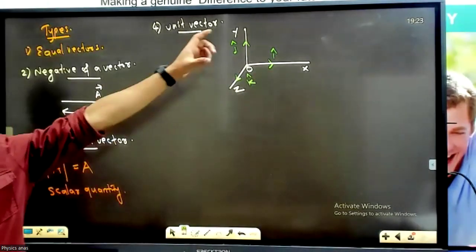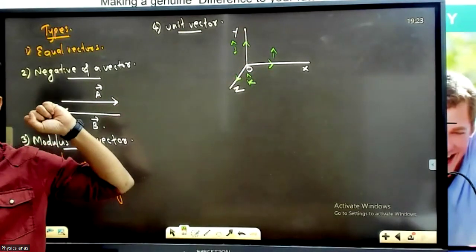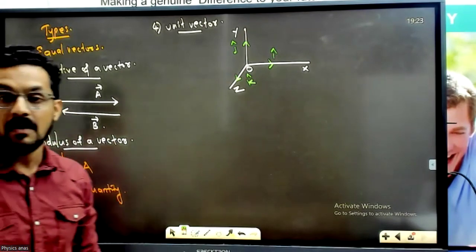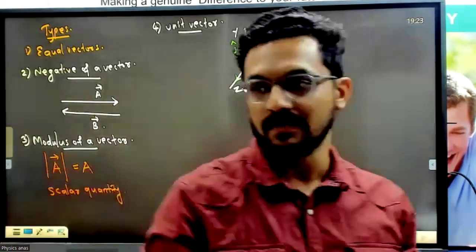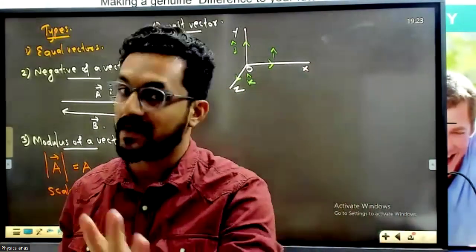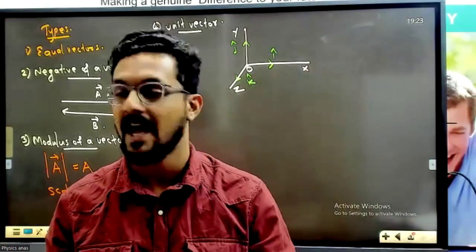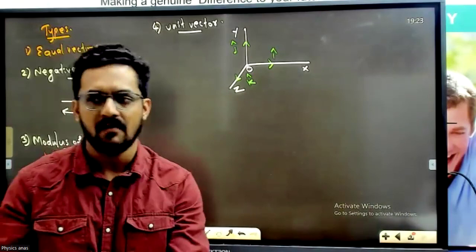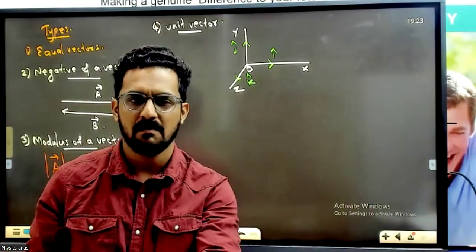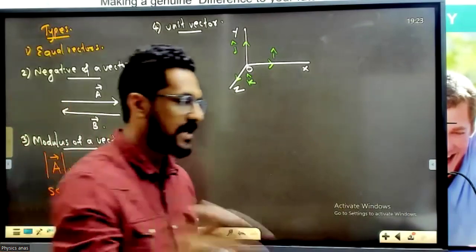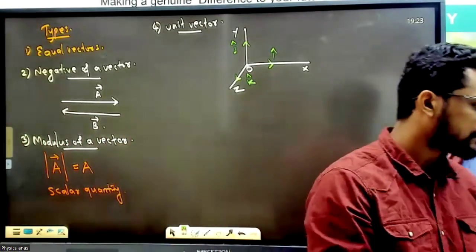The vector in the direction of the z-axis is k cap. These are called unit vectors. They have unit magnitude but a particular direction. They will have a direction but the magnitude will be just one. Okay? Just write it.